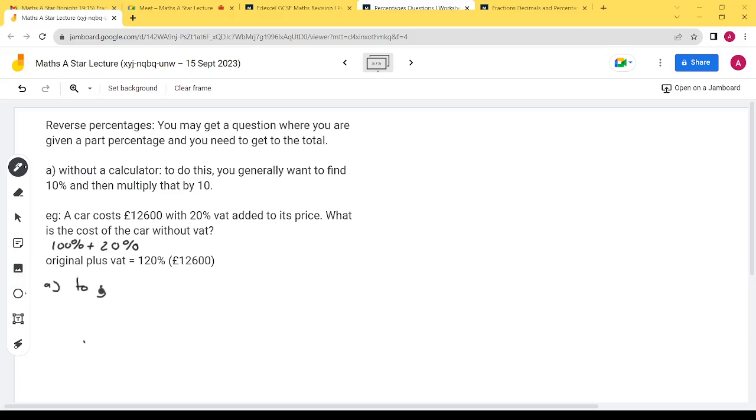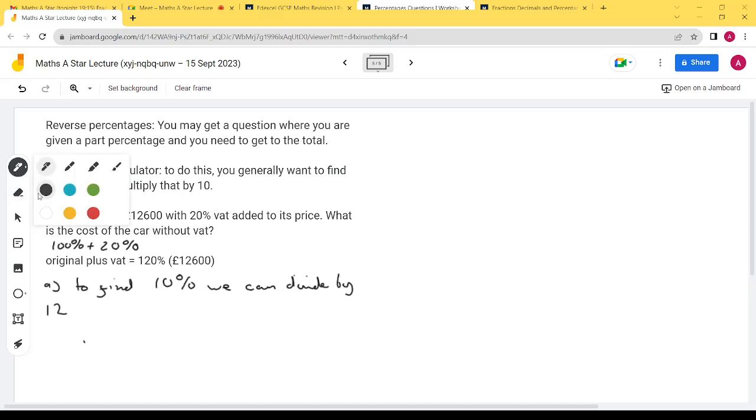And so therefore, to find 10%, we can divide by 12. And that's good. If you have 50%, you divide by 5. 60%, you divide by 6. Here we've got 120%, we divide by 12. So you can remove the 0 and divide by that, and that's going to get you 10%.